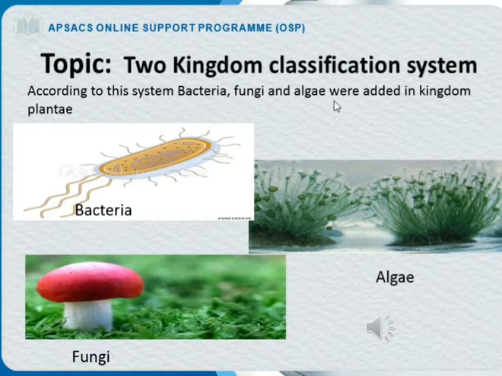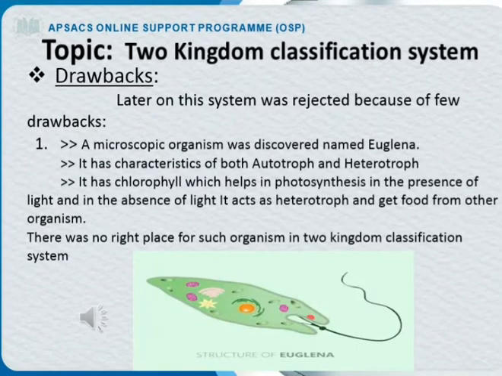According to this system, bacteria, fungi, and algae were added in kingdom Plantae. Later on, this system was rejected. And what was the reason? Because it had few drawbacks.